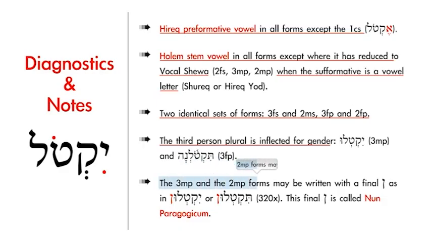Finally, the 3MP and 2MP forms may be written with a final nun, as in yiktlun or tiktlun. This occurs about 320 times. This final nun is called the nun paragogicum, a fancy term for an extra nun.